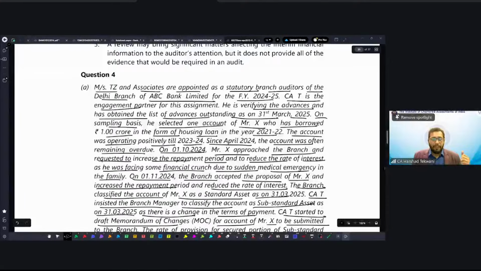Plus, we will not take an advance which is covered by the central government guarantee as an NPA, but we will count that advance as an NPA for the purpose of income recognition. For the income recognition, still those will be counted as an NPA.